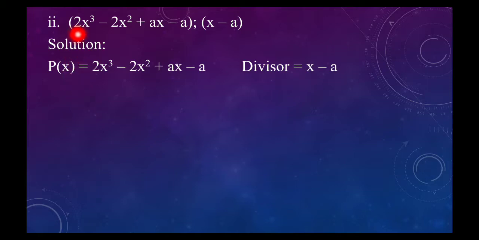P of x is equal to 2x cube minus 2x square plus ax minus a. The divisor is equal to x minus a. So here, whatever number or variable we are having, we have to write the opposite of that. The minus a will become plus a.